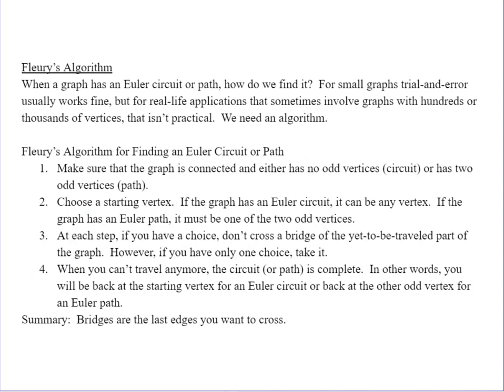First, you need to make sure that your graph is connected and either has no odd vertices, which means you have a circuit, or has 2 odd vertices, which means you have a path. Choose a starting vertex. If your graph has an Euler circuit, you can choose any vertex. If your graph has an Euler path, you have to start at one of the odd vertices.